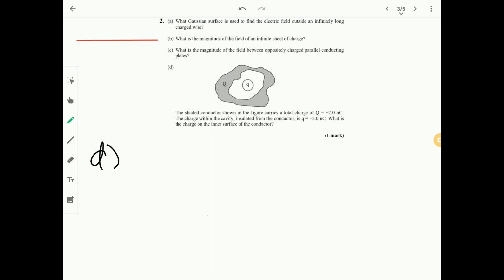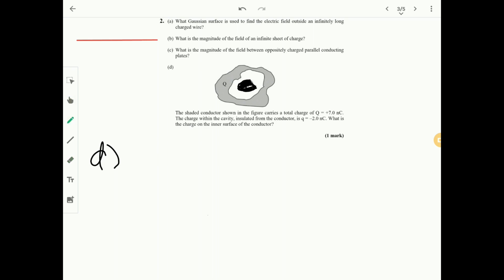Now D. The shaded conductor shown in the figure carries a total charge of Q equals plus 7 nanocoulombs. The charge within the cavity, insulated from the conductor, is Q equals minus 2 nanocoulombs. What is the charge on the inner surface of the conductor? Okay, let's do it together. First we have to consider the scenario when there is no inner charge Q. Let's assume this wasn't there in the beginning, we put it in later on. So let me cancel this.